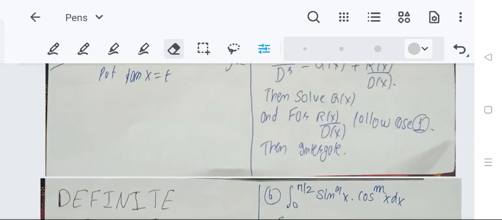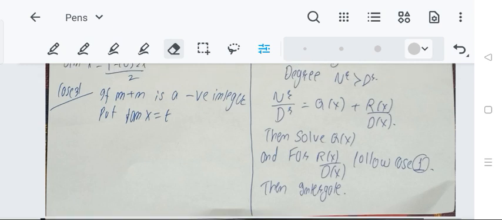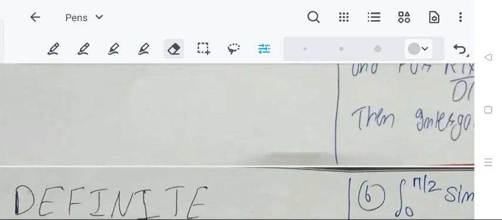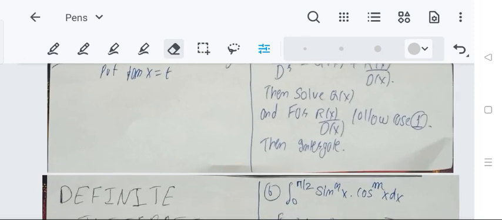Now definite integration. I have seen that this lecture has now crossed roughly 38 minutes, so for today this much only. Definite integration we will do in the next lecture.